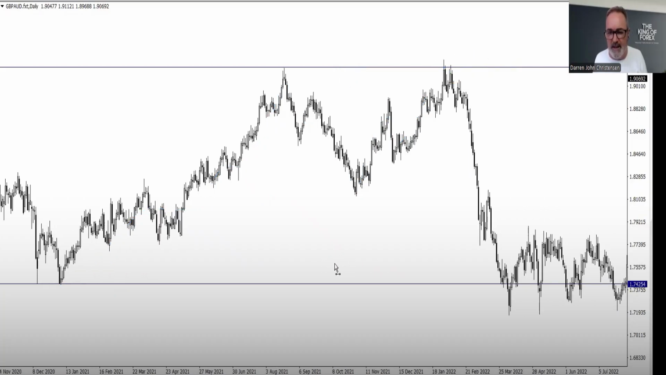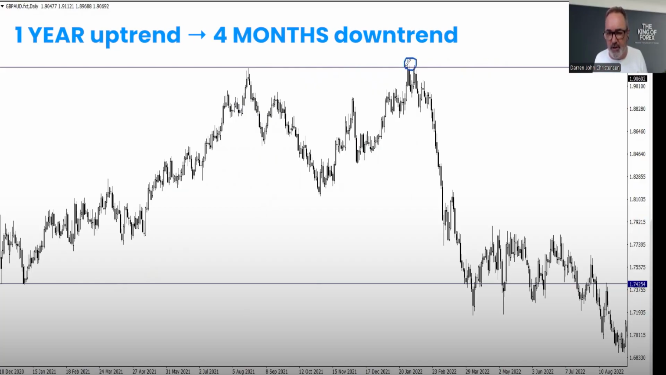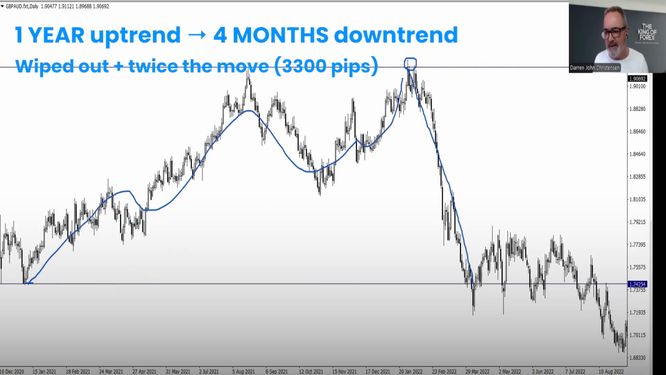And then we can see very clearly, look how long it took. January 2022, 4 months later, price went lower than the beginning of the uptrend. What took 1 year was all wiped out within 4 months in a downtrend. Now, again, this is not an anomaly. This happens on every market.